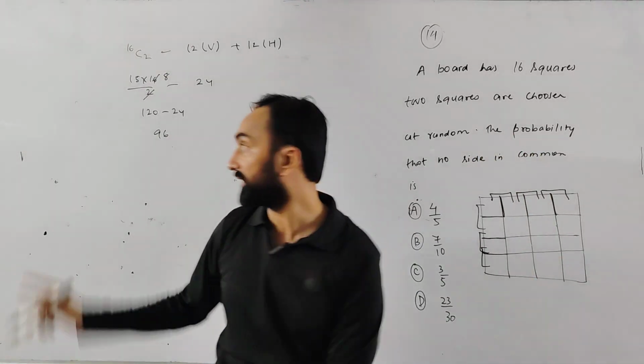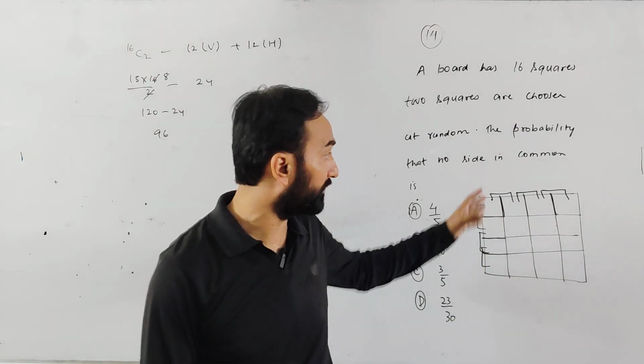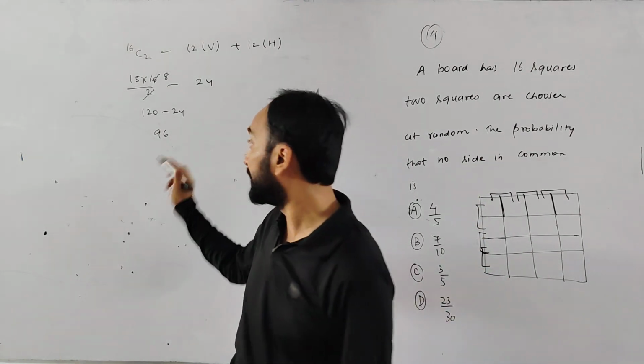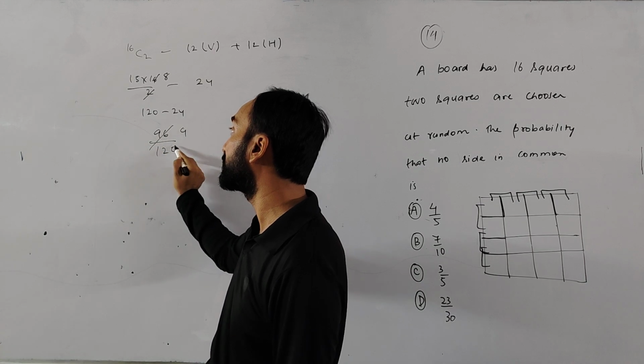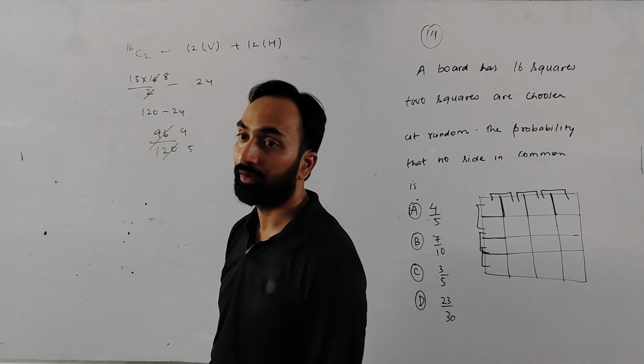Now they are asking the probability, no? So probability is what? This is the 96. There are 96 cases when we don't have sides in common. Then 96 divided by the total cases, that is 120. 24 into 4 is 96. 24 into 5 is 120.